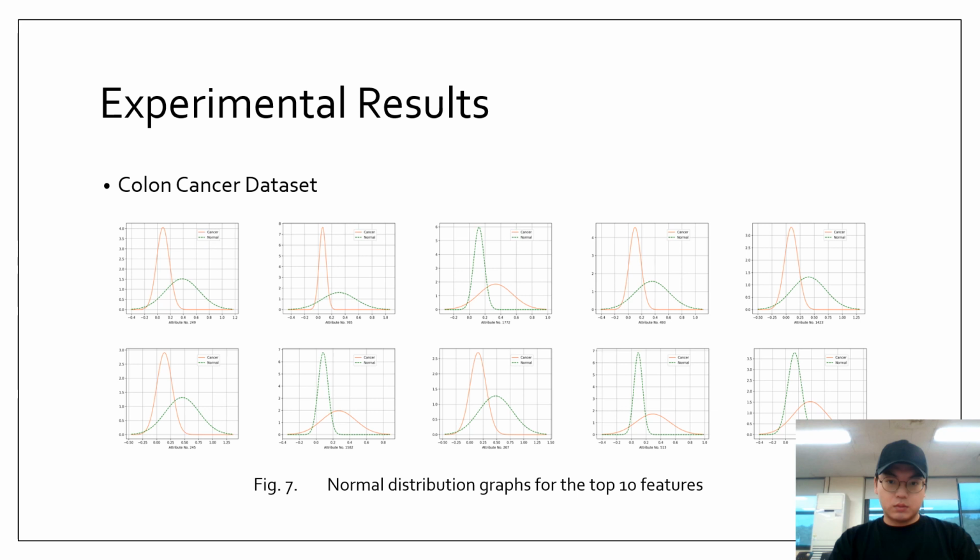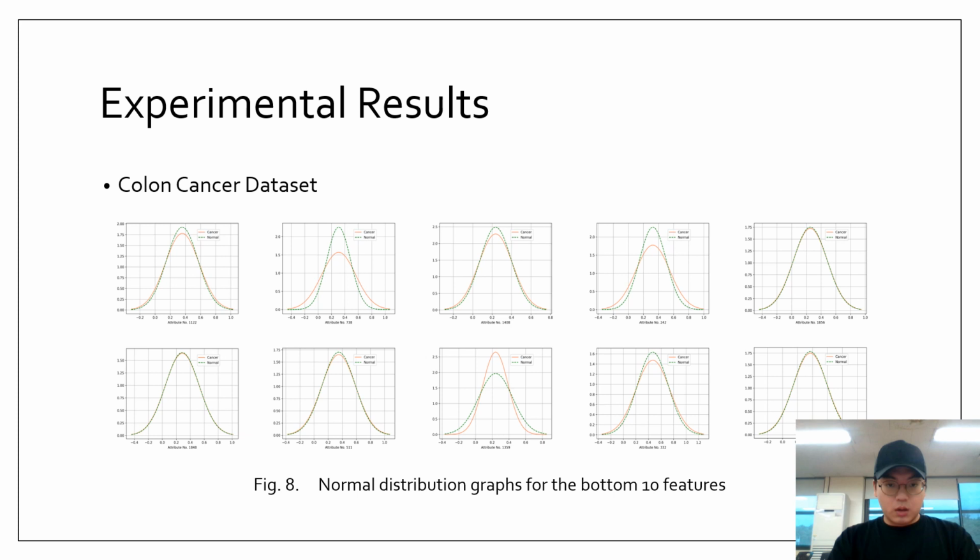This figure is the normal distributions graph for the top 10 features. When the distribution of the top 10 features was examined, we found that there was no clearly distinguishable value between the two distributions. However, the bottom 10 features showed almost completely overlapped shapes, as shown in figure A.